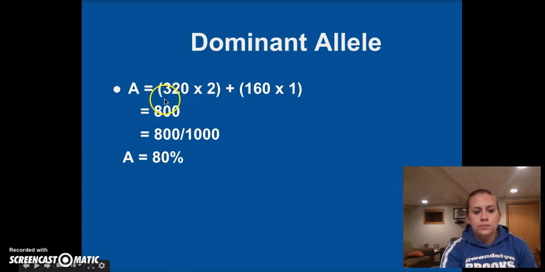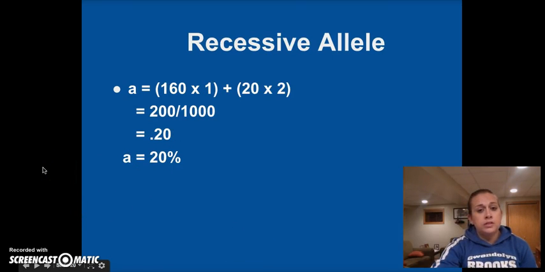we're going to look for is the number of individuals who are homozygous dominant. So in this case, 320. Multiply that by 2 because these 320 individuals all have 2 copies of that allele. And then we have 160 individuals who are heterozygous. And so when you do 320 times 2 plus 160, it gives you 800. So 800 out of the 1,000, or 80% of the alleles within the population are dominant.